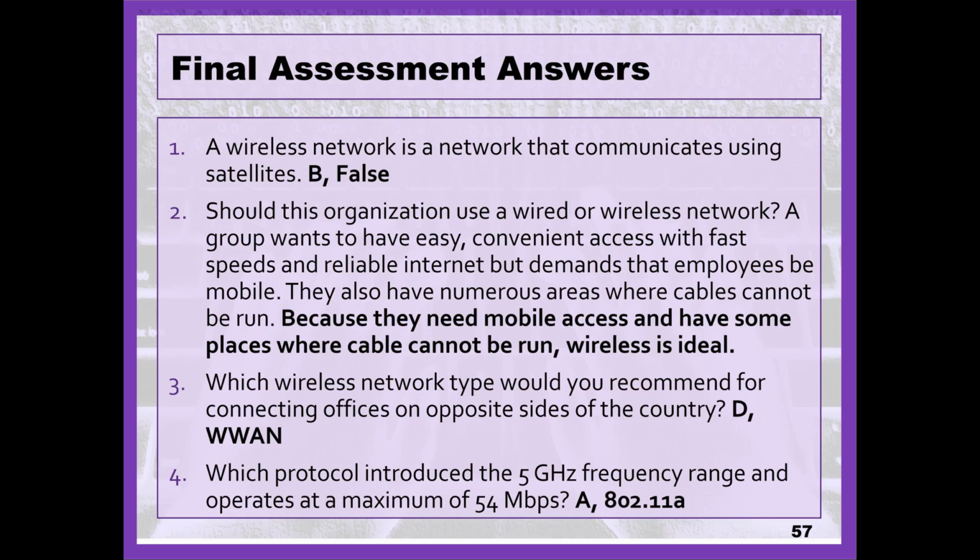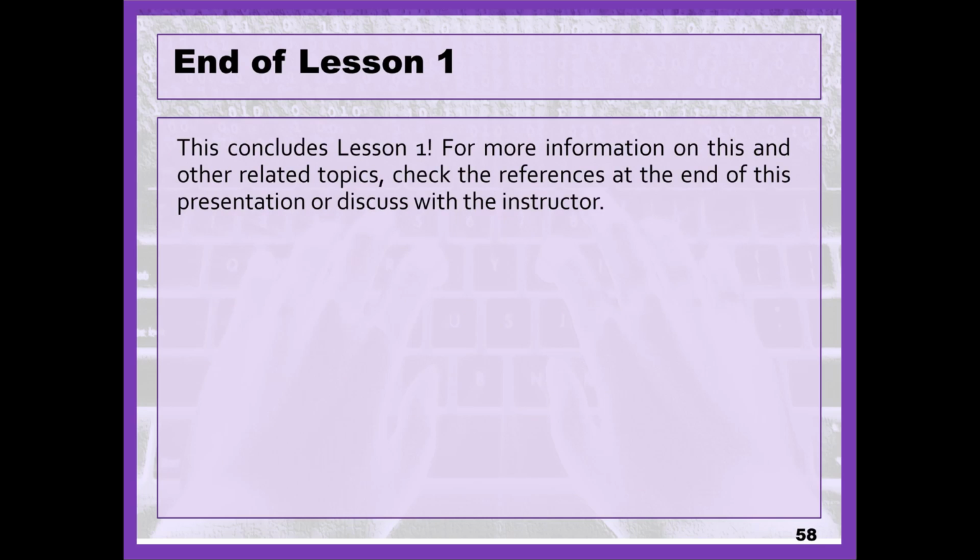Number 3. Which wireless network type would you recommend for connecting offices on opposite sides of the country? WWAN. Number 4. Which protocol introduced the 5 GHz frequency range and operates at a maximum of 54 megabits per second? 802.11a. This concludes Lesson 1.